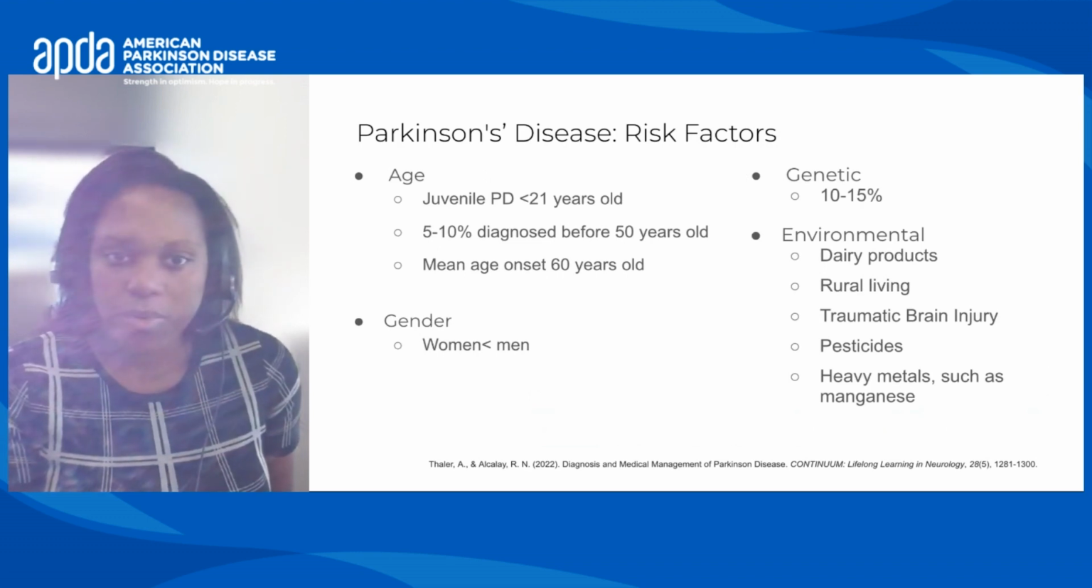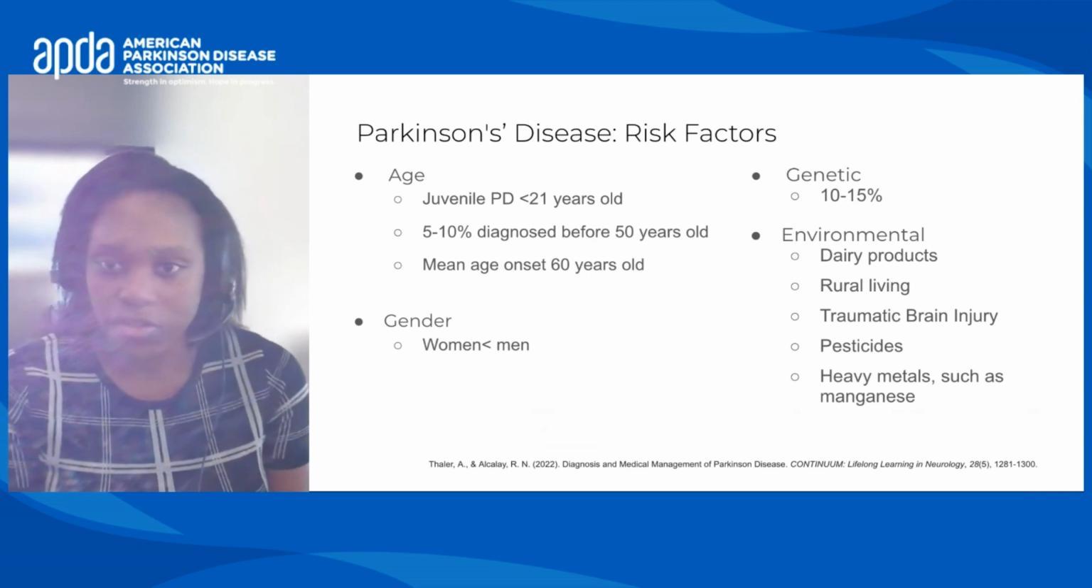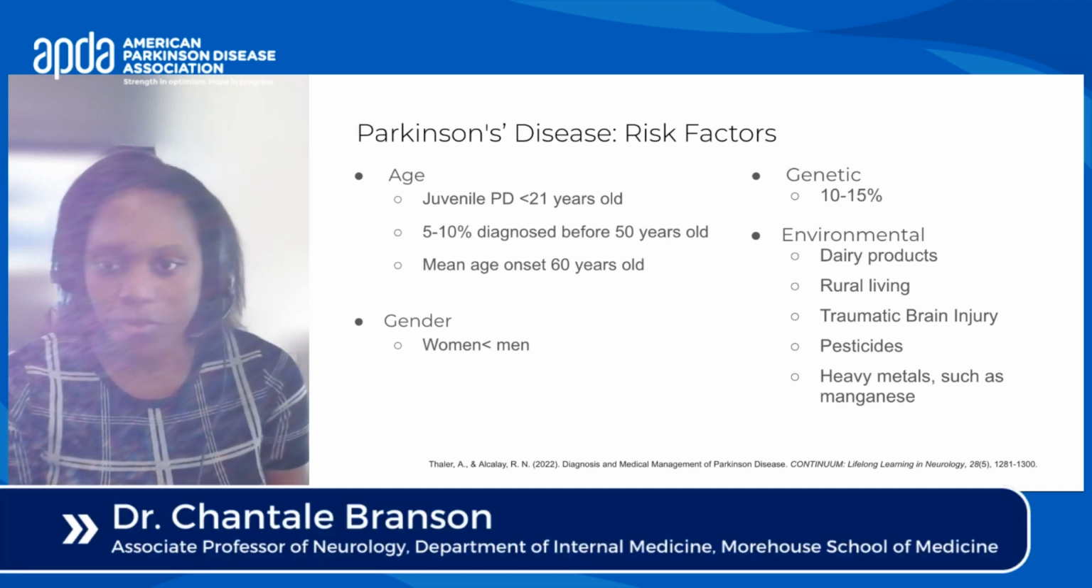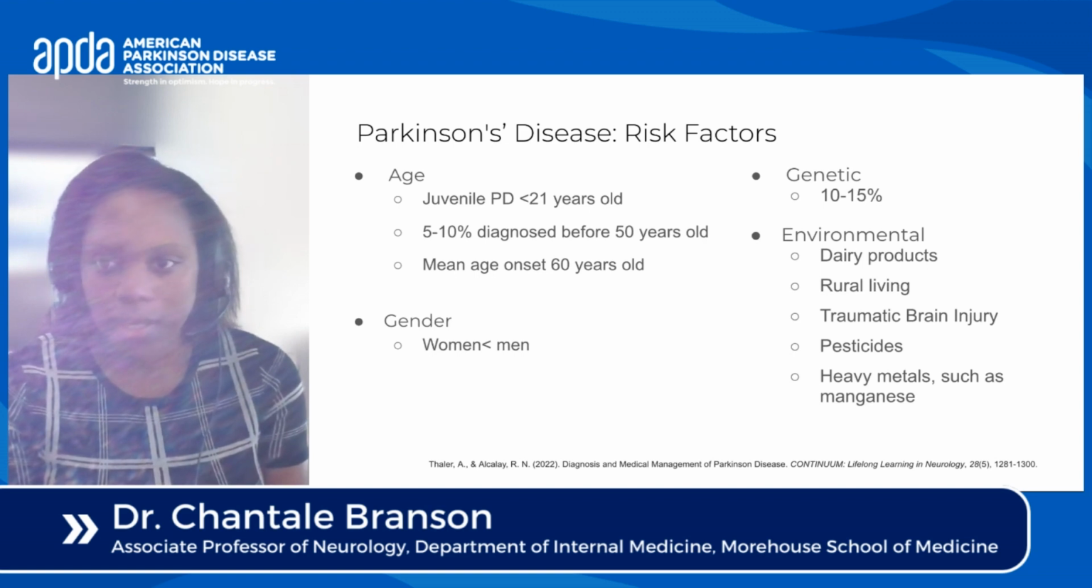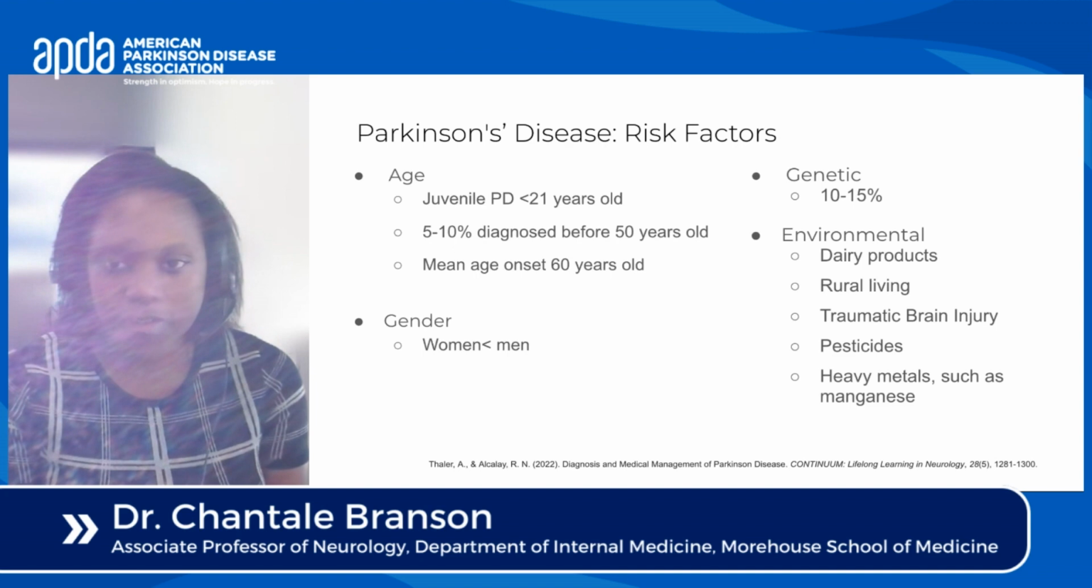Now I want to talk a little bit more about the risk factors associated with Parkinson's disease. This begins with looking at age. If a person has symptoms or features of Parkinson's disease younger than 40, sometimes they can have juvenile findings, even younger than that. There could be risk factors related to genetics. But most of the time, people who are older are diagnosed with Parkinson's disease, and the mean age is usually 60 years old. And women are usually more likely to have Parkinson's than men.